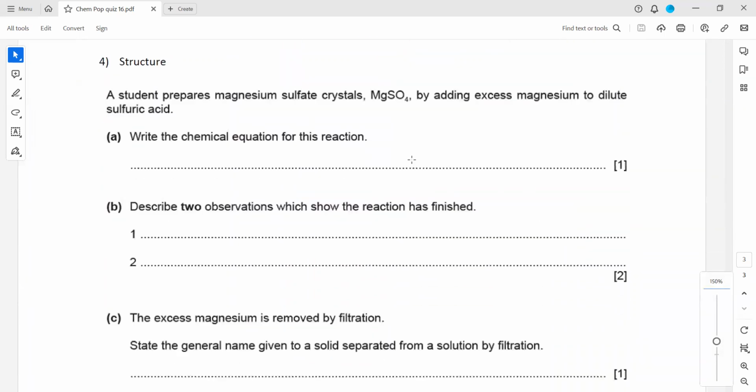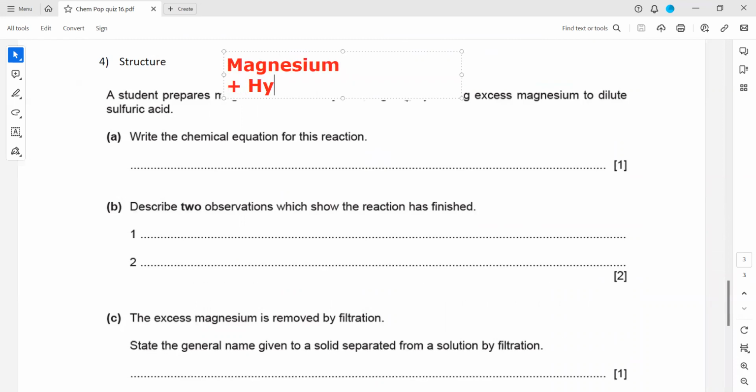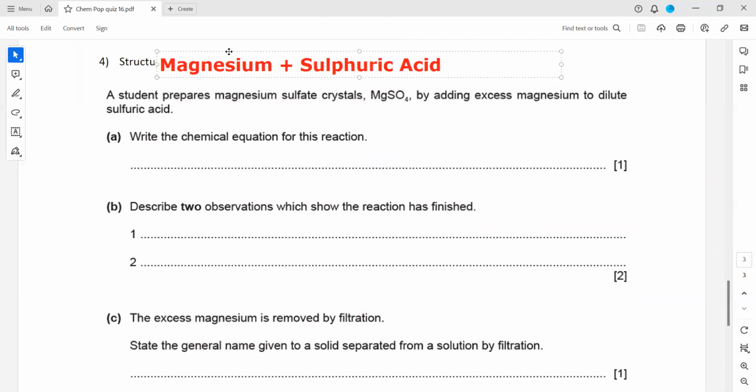Then in question 4, a student prepared magnesium sulfate by adding magnesium to sulfuric acid. So we have magnesium, and it is added to sulfuric acid. If a metal is added to an acid, magnesium plus sulfuric acid, what will be the products? Which salt is produced? Magnesium is reacted with sulfuric acid. What is the name of the salt? Magnesium sulfate. Yeah, magnesium sulfate.